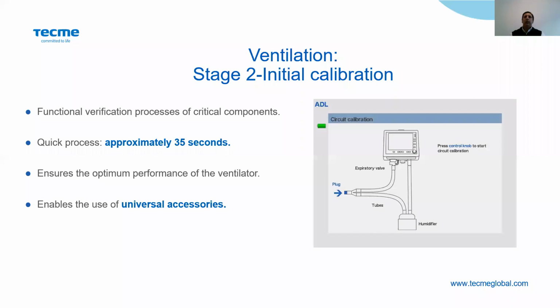Also, using this initial calibration, we are going to be able to use any type of accessory. As I said before, we are going to be able to use adult, pediatric, and neonate patient circuits, disposable and reusable. It is a calibration that must be done every time that I turn on the machine. If I turn off and turn on the machine, I will have to go through this initial calibration always.